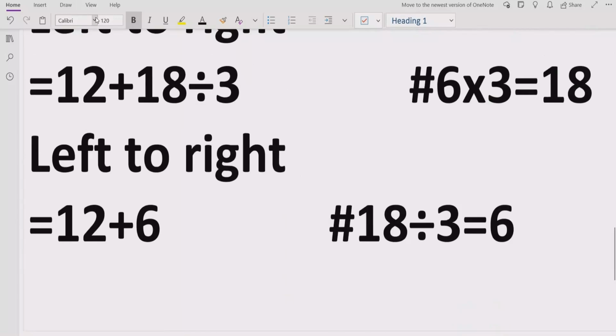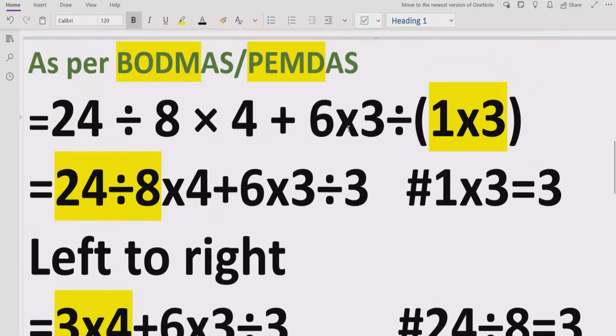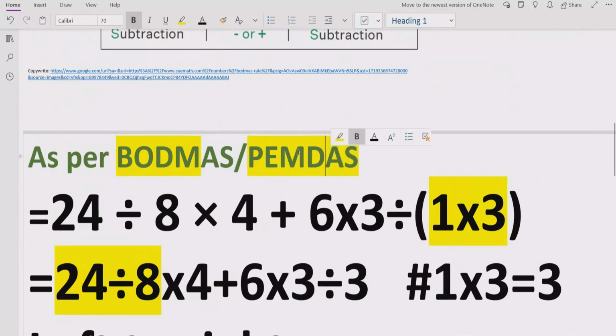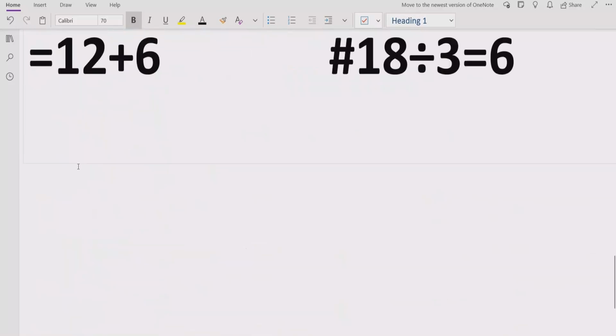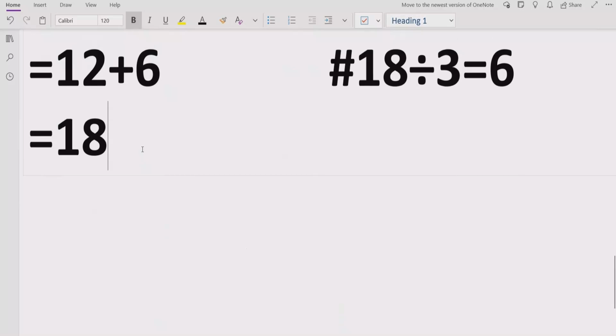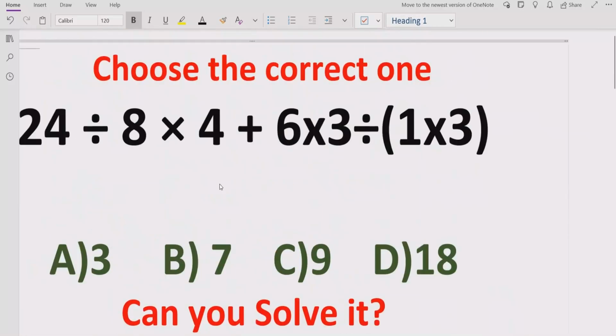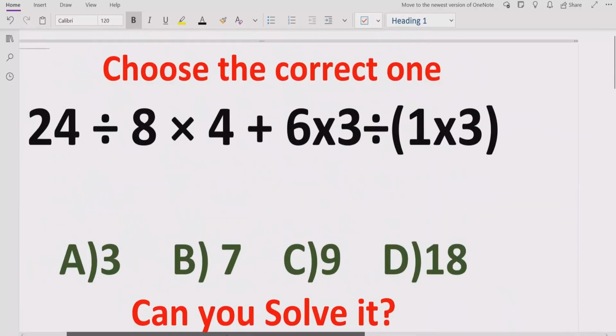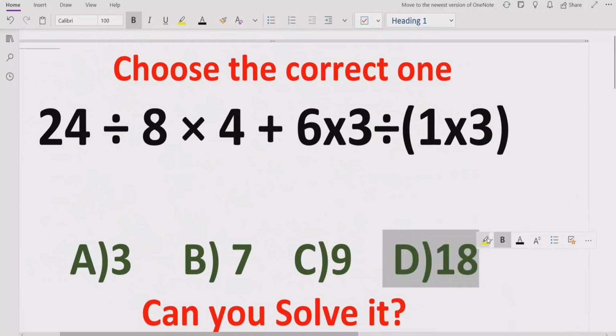Now we have two terms which are adding each other. In the last, we have to solve the addition and subtraction. So now we have only the addition sign. We have to follow this one and find out which is. So the answer of this given expression is 18. Now, if you see the answer list, so answer D is the correct answer of this expression.